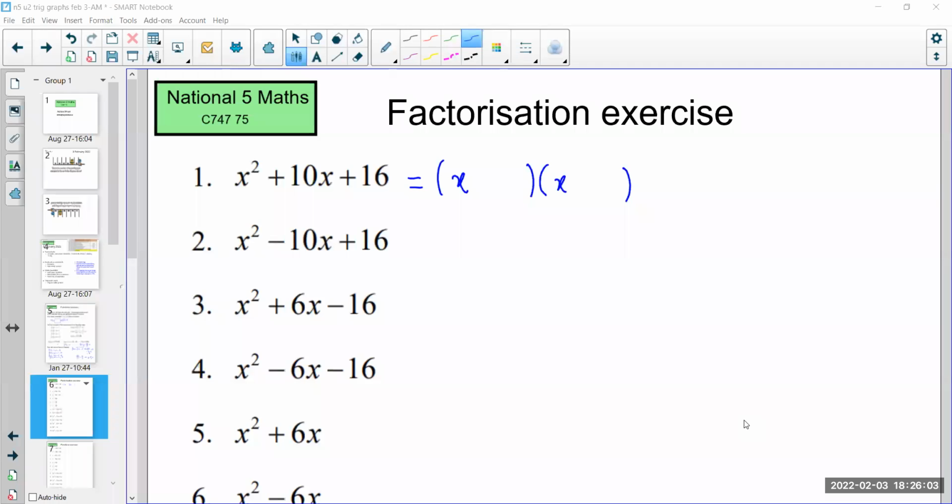Let me put that back into sharing. I thought I was sharing there. Share screen. Okay, so can you see it now?